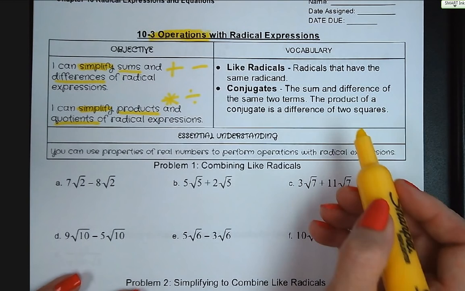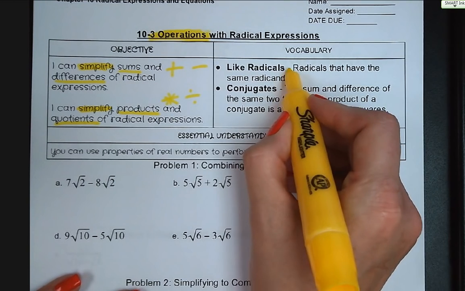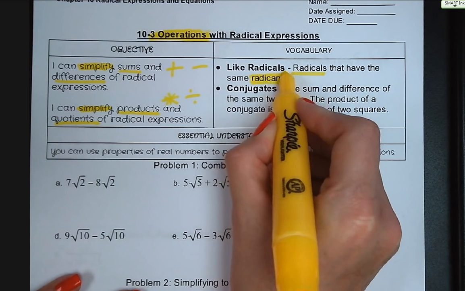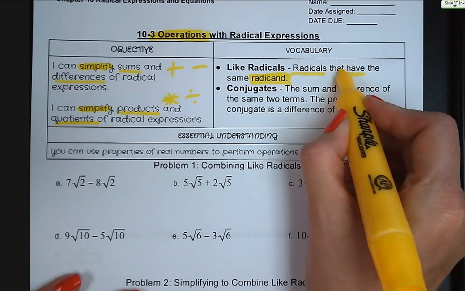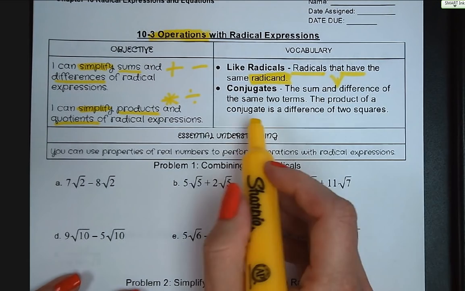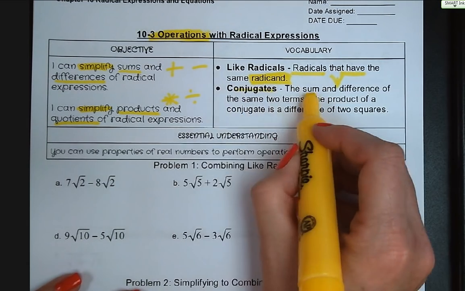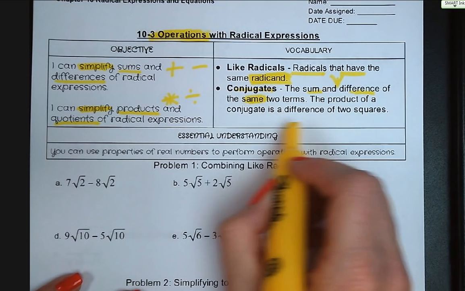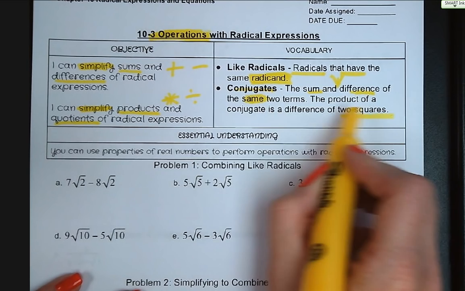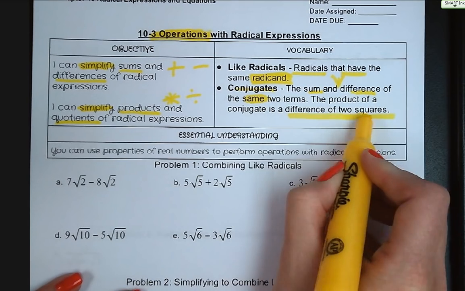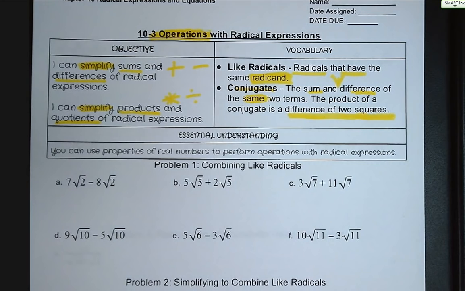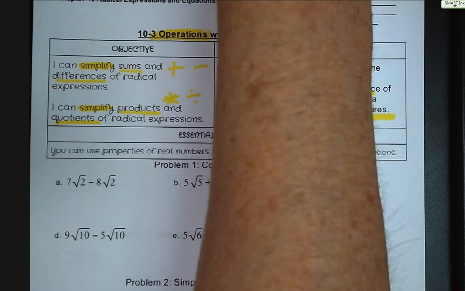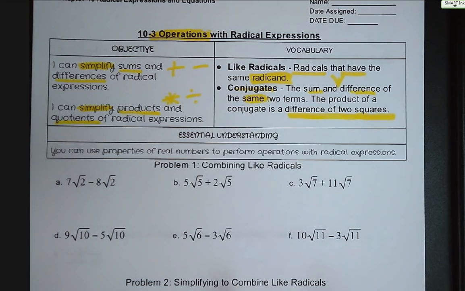So some vocabulary words, like radicals, are radicals that have the same radicand. Remember, that was what was underneath the radical symbol. The conjugate is the sum and difference of the same two terms. The product of a conjugate is a difference of two squares. Ooh, a difference of two squares. Chapter 8 coming up. Yay. Essential understanding: you can use properties of real numbers to perform operations with radical expressions.